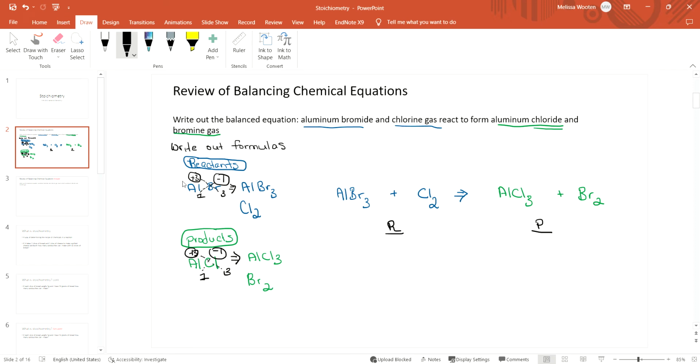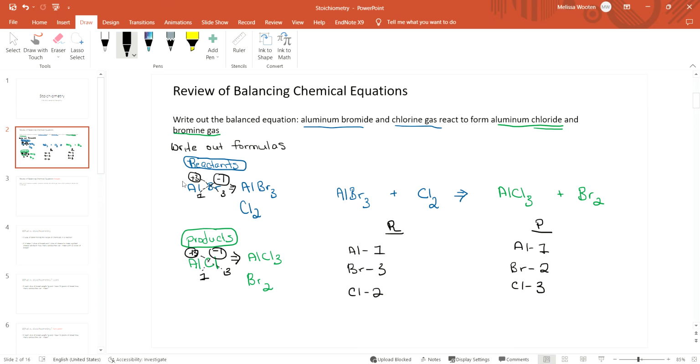Okay, so we have aluminum. We have one aluminum on the left side. We have 3 bromines, and we have 2 chlorines. On the right side, we have 1 aluminum. We have 2 bromines, and we have 3 chlorines. Okay. Doesn't really matter which one you try to fix first. I'm just going to try to fix the bromine first just because that's the order I wrote it in. It doesn't matter whether you fix bromine or chlorine.